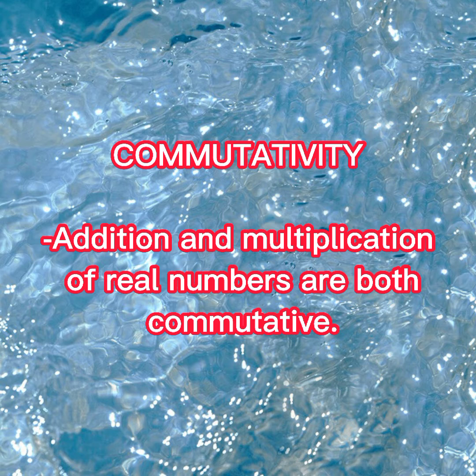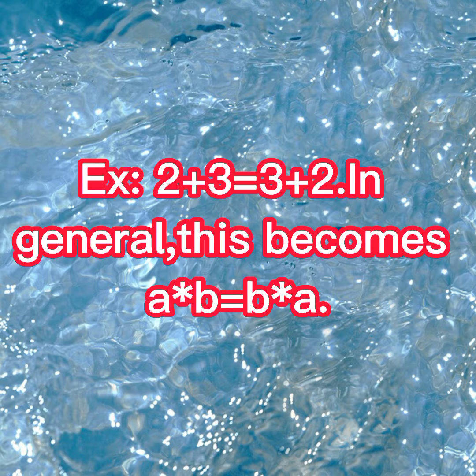Next is commutativity. Addition and multiplication of real numbers are both commutative. That is, the order of the numbers does not affect the result. For example, 2 plus 3 equals 3 plus 2. In general, this becomes A asterisk B equals B asterisk A.